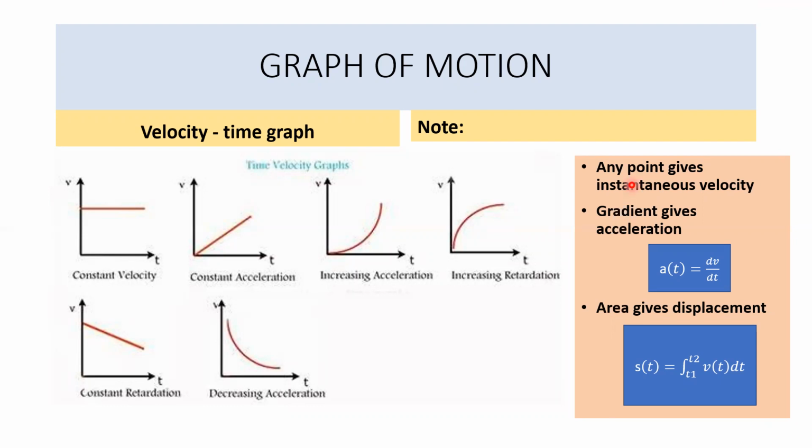Note for you, any point gives the instantaneous velocity. For example, if we take only one point, we can say that the velocity is instantaneous. And the gradient of the curve will give the acceleration. So how to find the gradient? a equals dv divided by dt. This is the first differentiation of the velocity function. And the area will give you the displacement. So s equals the integral from t1 to t2 of v(t) dt.